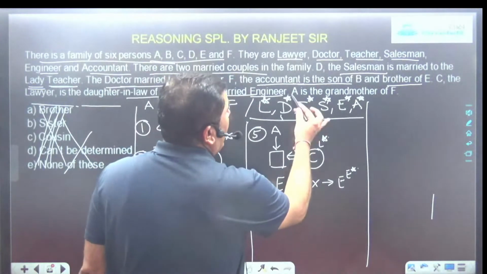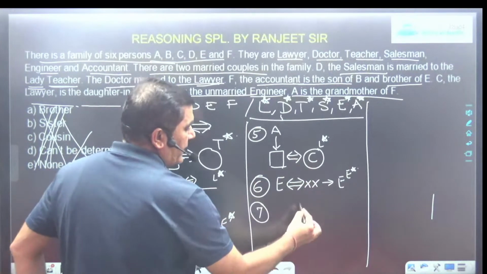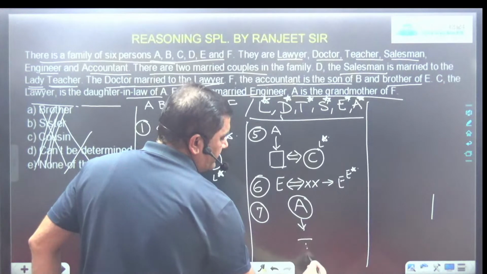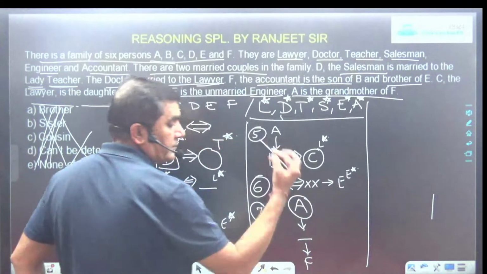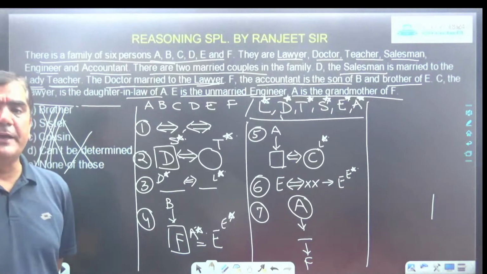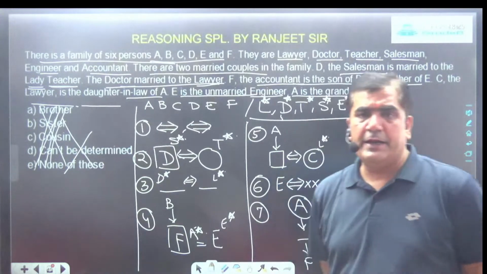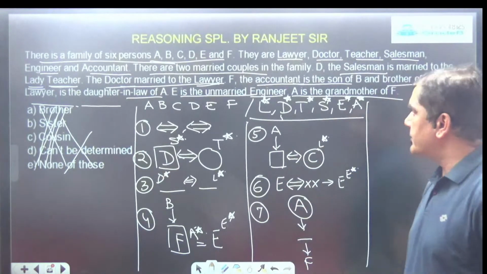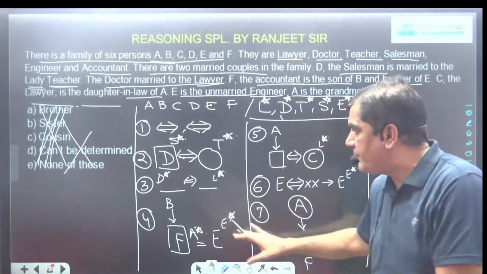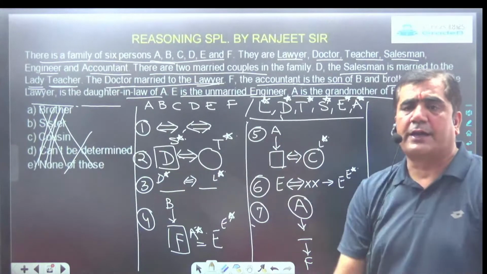A is the grandmother of F. So seventh one. A is the grandmother of F. Grandmother means what? Female and 2 generations above. Clear? So this is my complete individual family tree. Now since we have read the passage, my job is to combine all these 7 statements together.